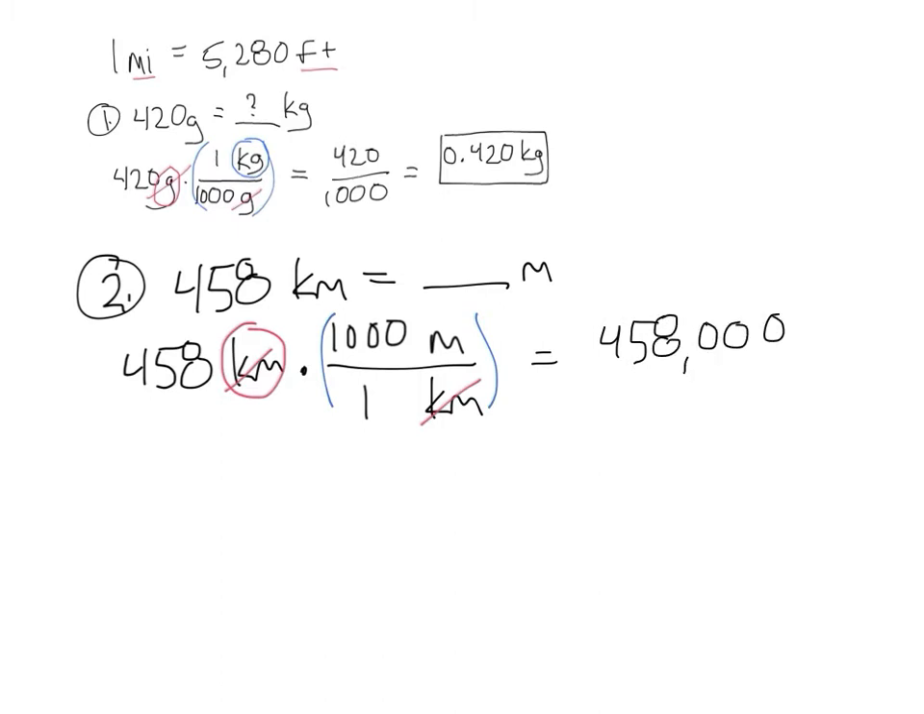458,000 divided by 1. Well, that doesn't do anything. So it's 458,000 meters. I think I'm going to box that right there. And this may seem easy to you because we're just doing one conversion right here. But please follow this method by canceling out a value by putting it on the opposite side of a fraction and by making that fraction equal to 1.